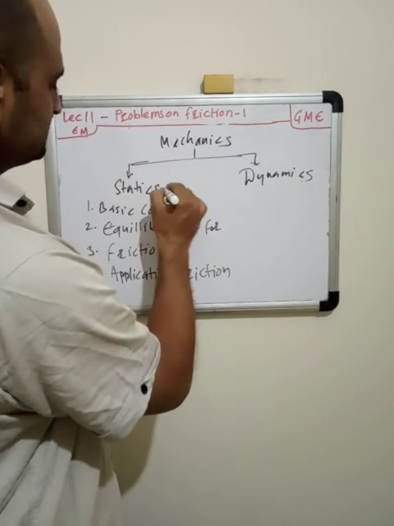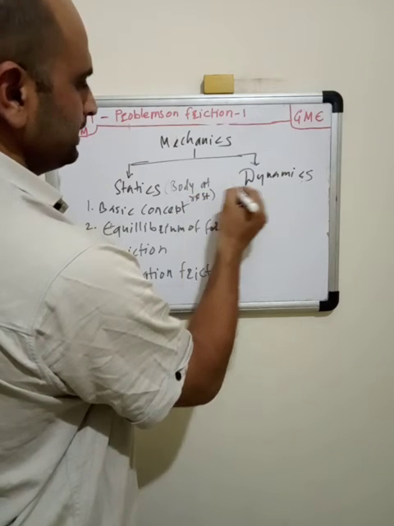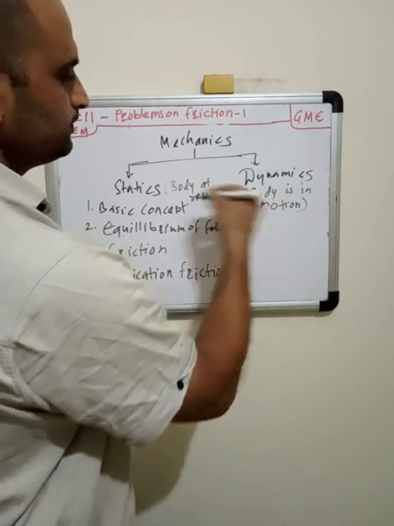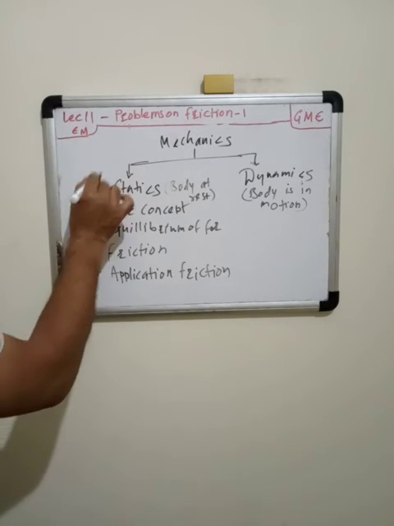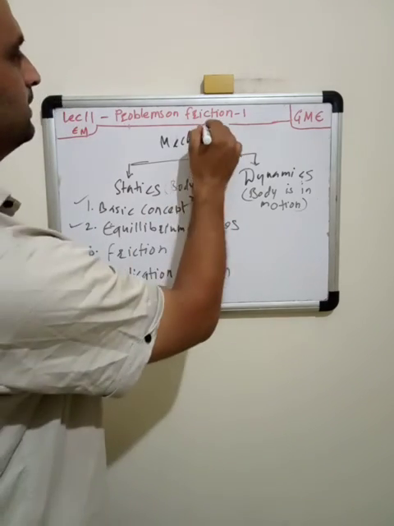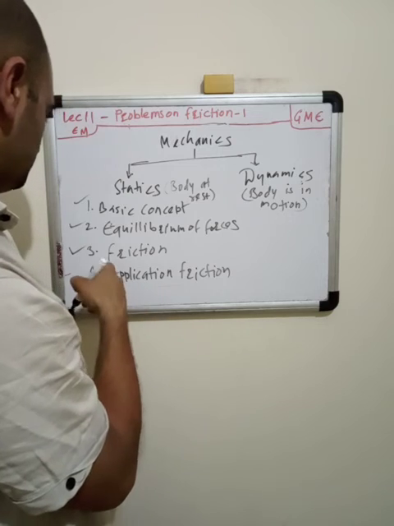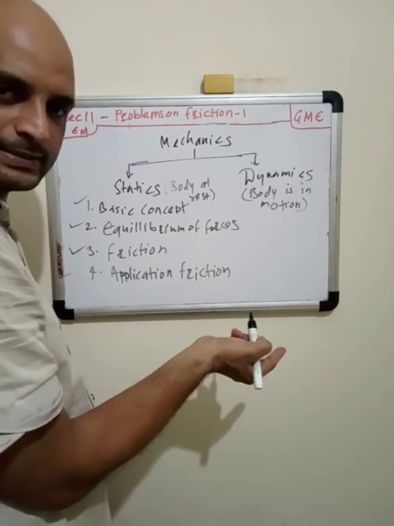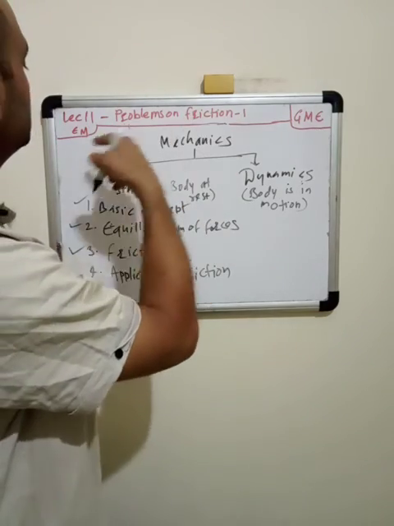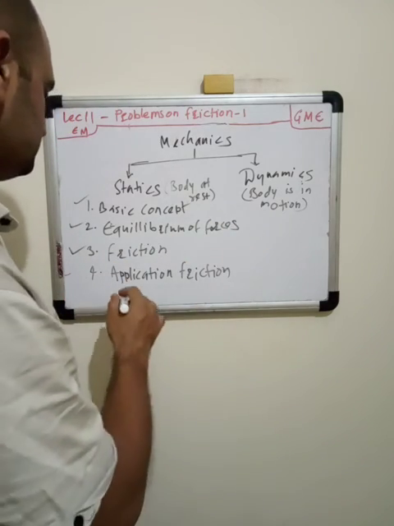In statics, the body is at rest, and in dynamics, the body is in motion. This basic concept I have completed. Equilibrium of forces I have taken. The friction part is now going. The application of friction, hopefully, will be over in the next lecture, the 12th lecture. The first type of problems we have covered in this lecture. Other different methods of problems we will take next. This is the application part of friction.